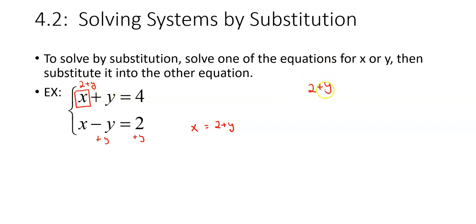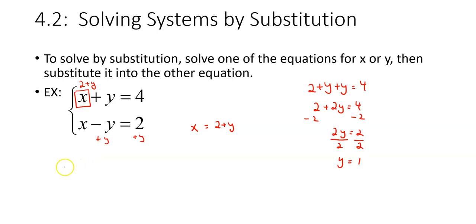I get 2 plus y equals 4. So combine my y's together, subtract a 2 from both sides, and then divide both sides by 2. And I get y equals 1. Right, a little bit of back substituting, and I can figure out what x is.